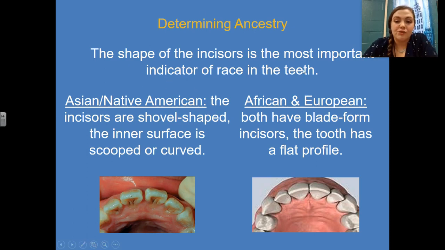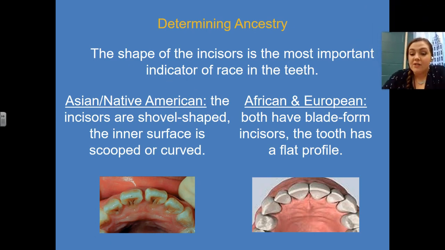The shape of the incisors is the most important indicator of race. So this, but again, this does not tell me the difference between African and European descent because they're the same. African and European both look like this. So this is what teeth look like. Basically, it's called a flat profile. It looks fairly flat on the insides. We're looking at the inside of the teeth.